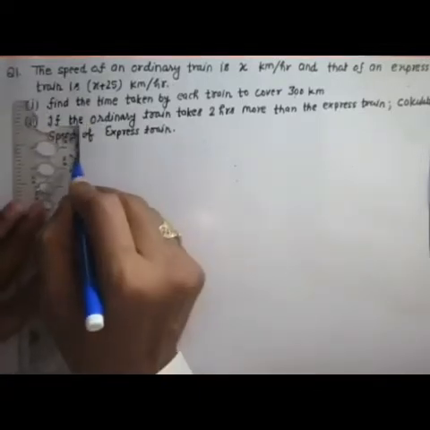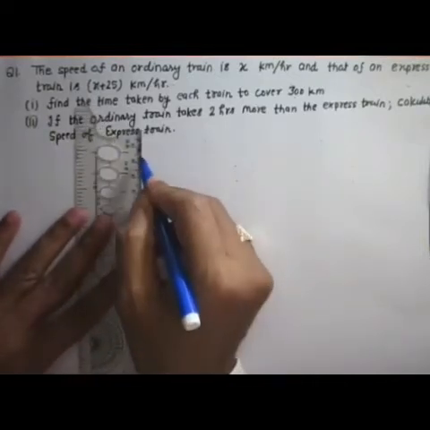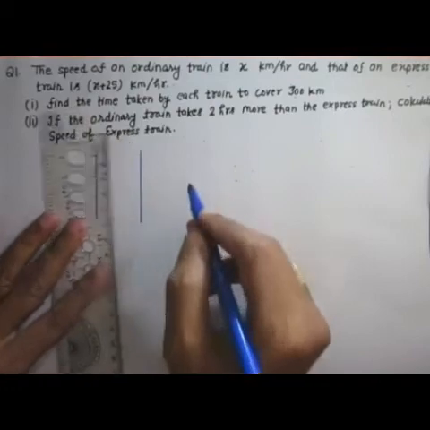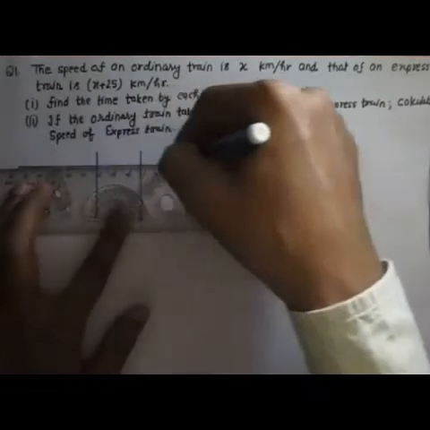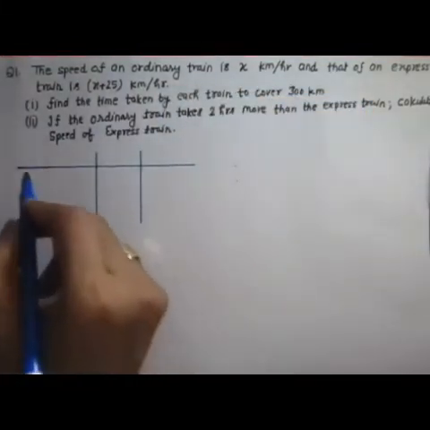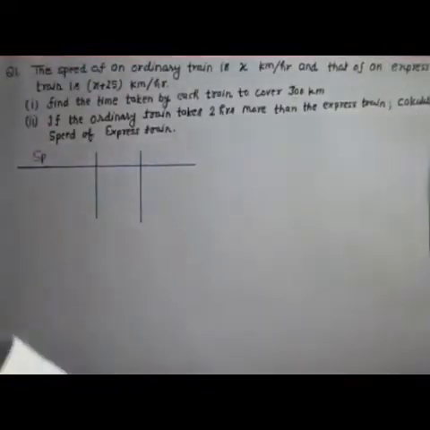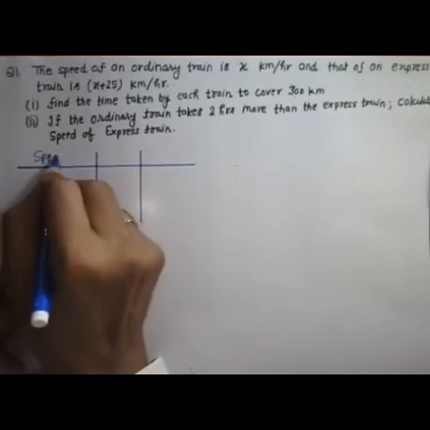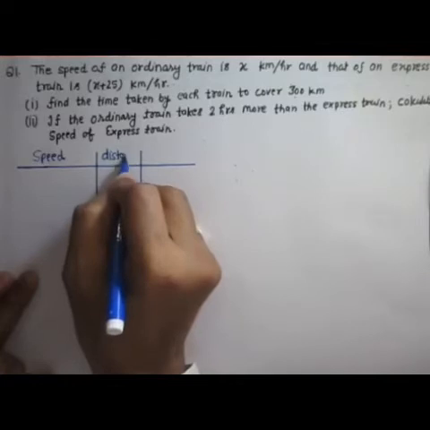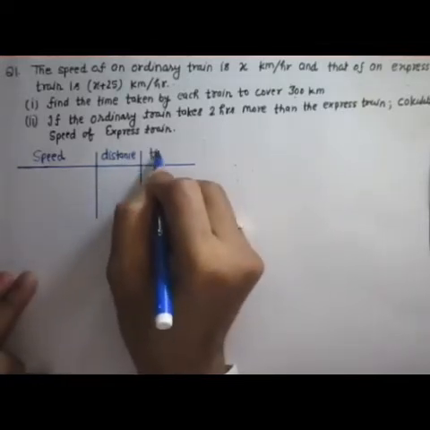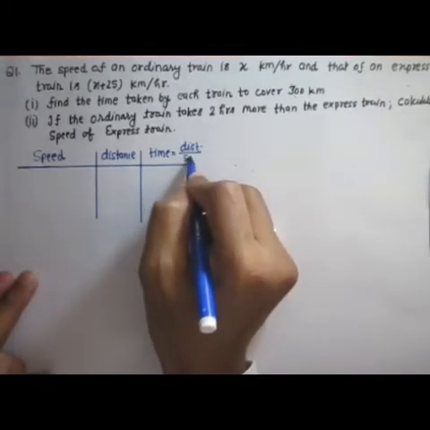First make 3 columns. First column, second column, and this third column. So first make the 3 columns. This will be convenient for you. Now in the first column write speed. In the second column write distance, in the third column write time, and you know time is equal to distance by speed.